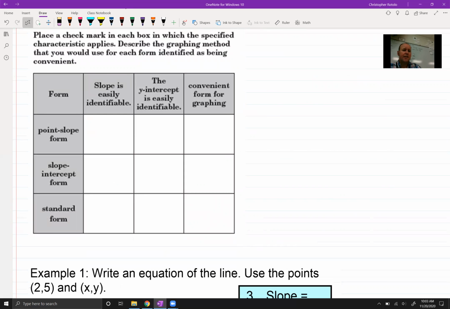All right, so this one, again, is probably a little bit earlier. Can I tell what the slope is if it's in point slope form? Well, yeah. Can I tell what the slope is if it's in slope-intercept form? Yeah. Can I tell what the slope is if it's in standard form? No. All right, is the y-intercept easily identifiable? In point slope form? No. In slope-intercept form? Yes. In standard form, the y-intercept? Yeah, it's going to be. Is it convenient for graphing? Yes, yes, and yes. All right, and that's what we're going to learn about in chapter 5 here, all the different ways that we can do this.